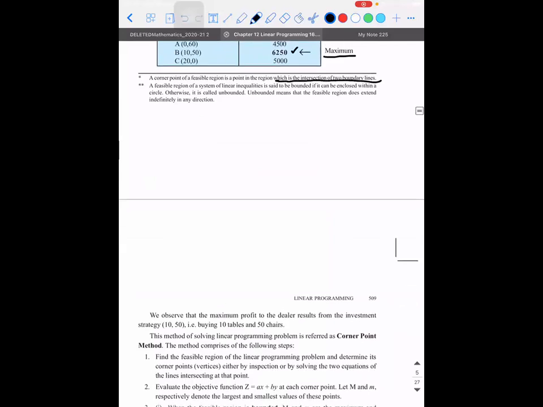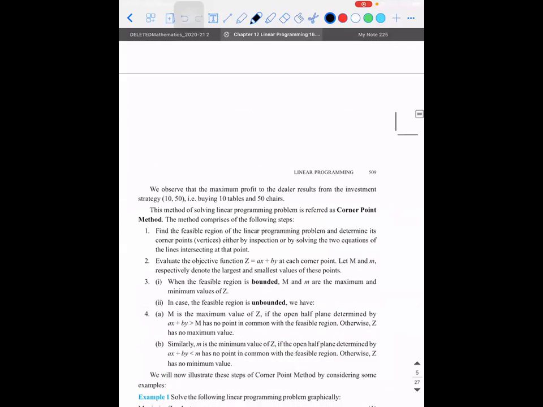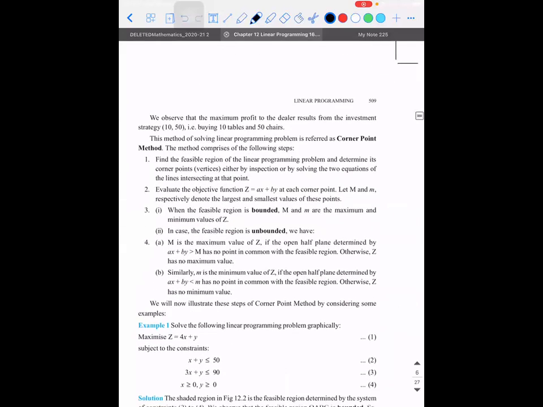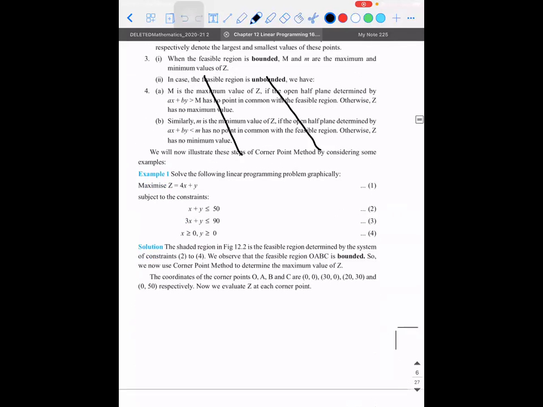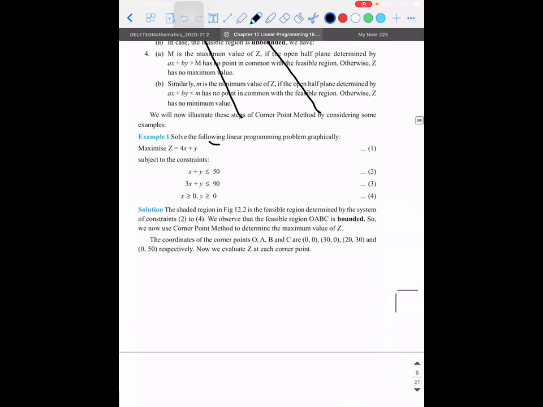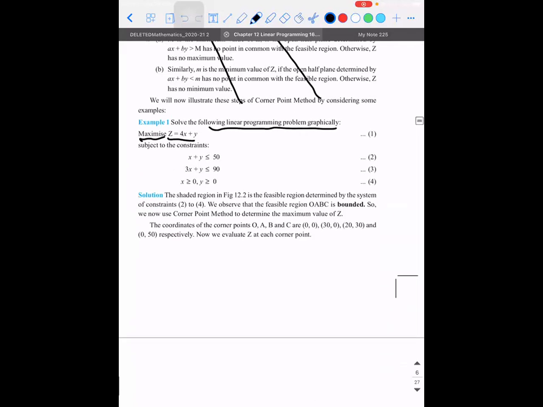Are you guys able to understand this? Yes, sir. From this part, you can forget, you need not worry about it. So how they will ask us: solve the following linear programming problem graphically. Z = 4x + y. Whatever it is, it might be some scenario. 4x + y is what is supposed to be maximized. So how can we solve this?